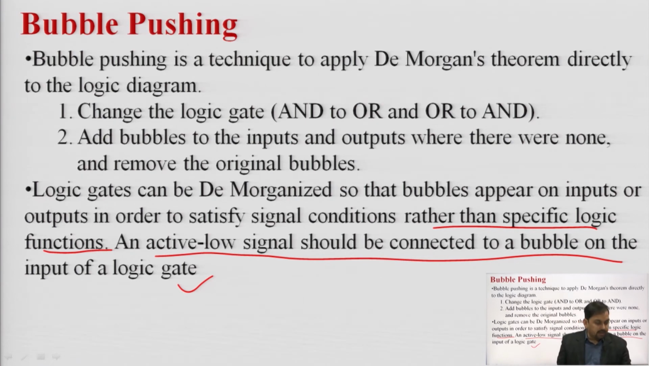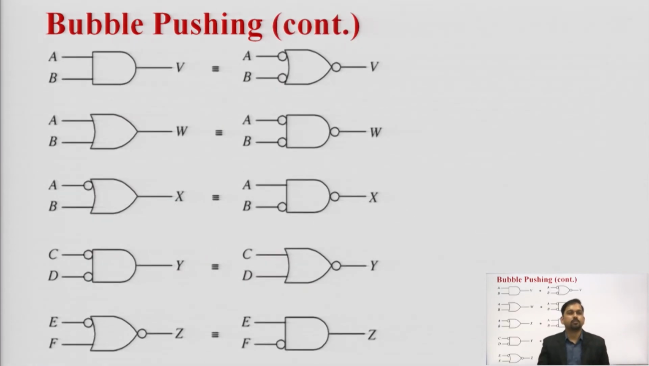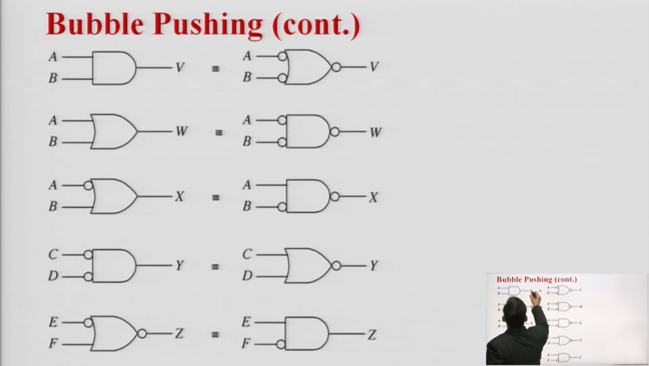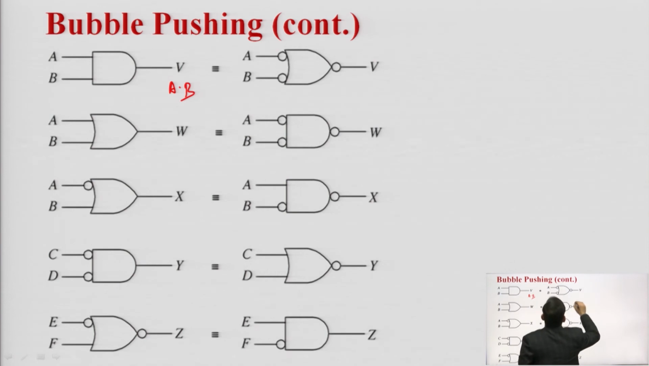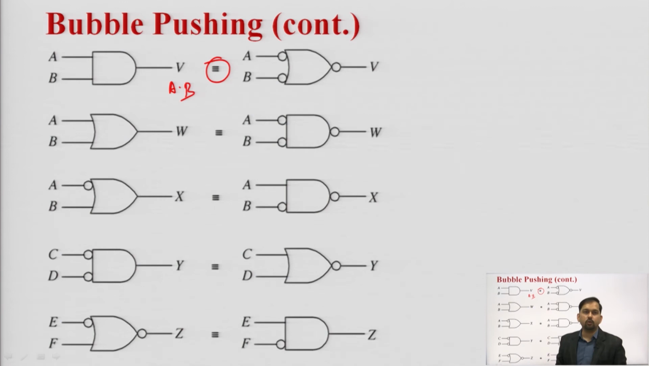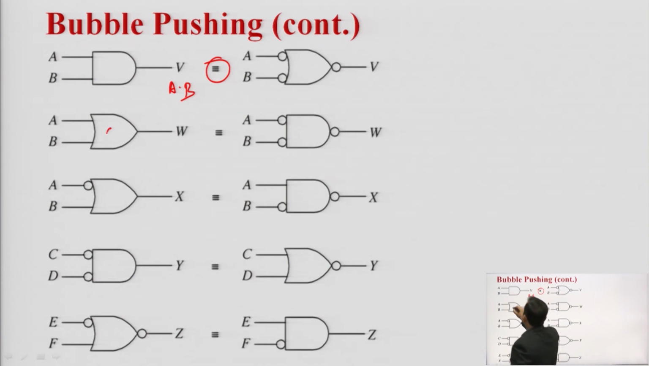So if we see what this bubble pushing is, if we have here the output A dot B, and we provide a bubble at the input and the output, this is the equivalent, meaning the AND gate is equivalent to an OR with the inverted input and the inverted output. Similarly, this OR gate is equivalent to an AND gate with the inverted input and the inverted output.